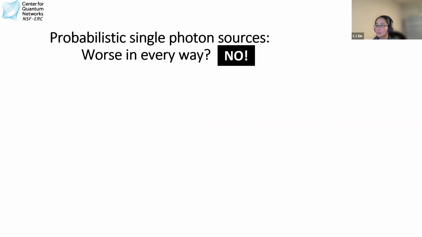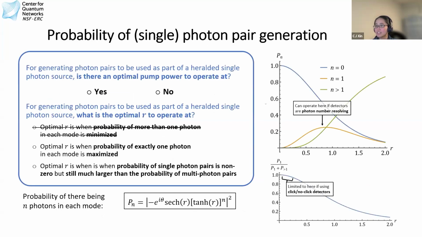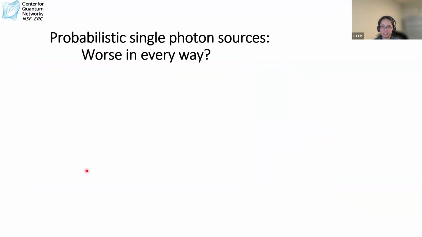Okay, skip over. So far, we have proven to ourselves that there is something inherently probabilistic about whether you're able to measure out single photon pairs, just because of how that vacuum state evolves when it interacts with the strong pump and nonlinear material. Well, does that mean that these sources are just kind of worse in every way? Well, obviously, since I'm spending so much time talking about it, the answer is actually no.